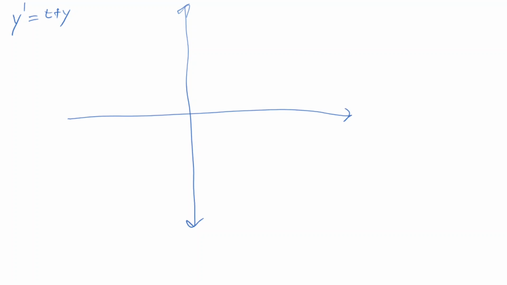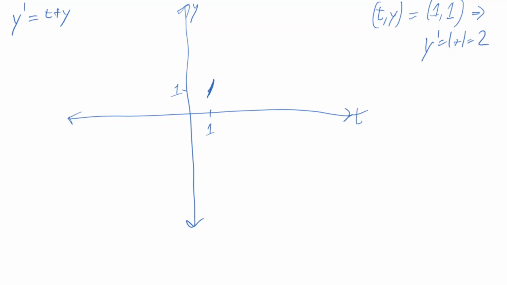Okay, let's look at another example. This time y prime equals t plus y. If we look at 1, 1, the slope should be 2. So at 1, 1, we draw a dash of slope 2. And maybe let's try another point. If we do t equals 0 and y equals 1, then the derivative is 1. So we draw a slope of 1 there.